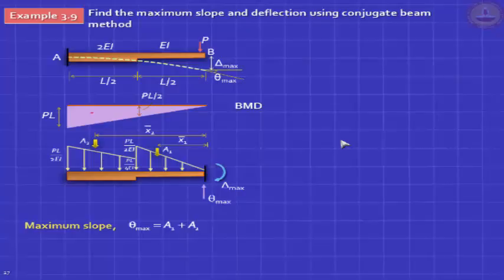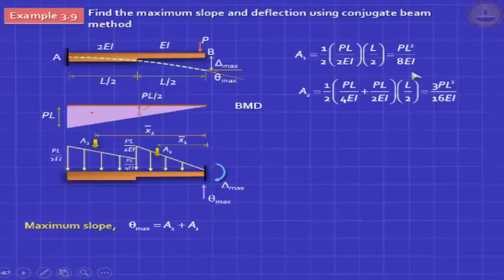A1 plus A2 is the total area. Let's do it. A1 is the area of a triangle. Ordinate here is PL by 2EI. Length is L by 2. And half that will give you my area.